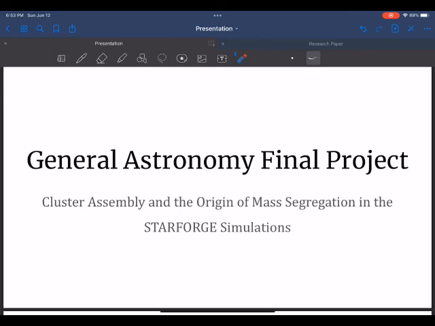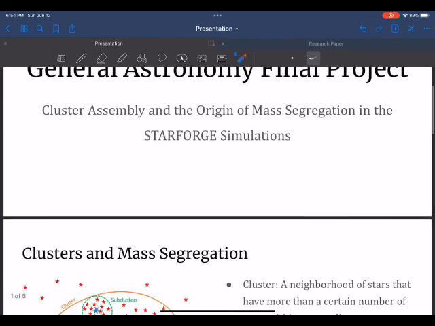Let's establish the main goal of this research. From the name, we can see the cluster assembly part and the origin of mass segregation. These are the two main aspects of this research. The first part, cluster assembly, is examining and simulating the evolution of a molecular cloud, in particular, the star forming and clustering aspect of it. The second part, the origin of mass segregation, is to closely track the clustering of these individual stars of different masses for mass segregation and check whether or not mass segregation is primordial. We'll talk about that in a bit.